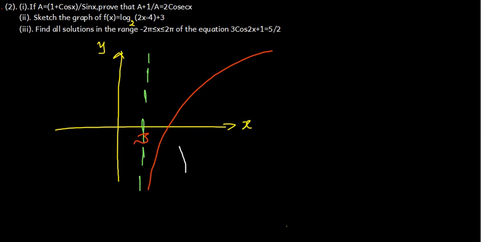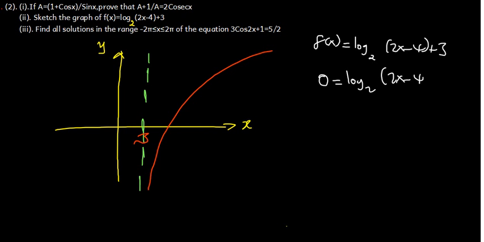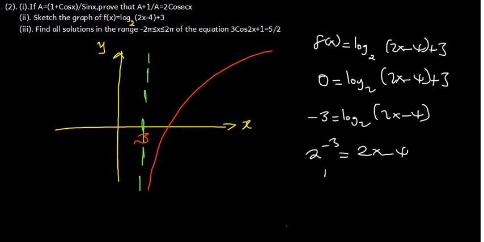And so our point is to find the value here where the graph cuts the x-axis, and we know that where the graph cuts the x-axis, the value for y is 0. So we are going to say f of x is equal to log in base 2 of 2x minus 4 plus 3. So f of x is going to be 0. So 0 is equal to log in base 2 of 2x minus 4 plus 3. So I'll take 3 to the other side, so that would be negative 3 is equal to log in base 2 of 2x minus 4. So I'll say 2 to the power, this we can express as an exponential. So this is 2 to the power negative 3 should be equal to 2x minus 4. 2 to the power negative 3 is the same as 1 over 2 to the power positive 3, and that is going to be 2x minus 4.